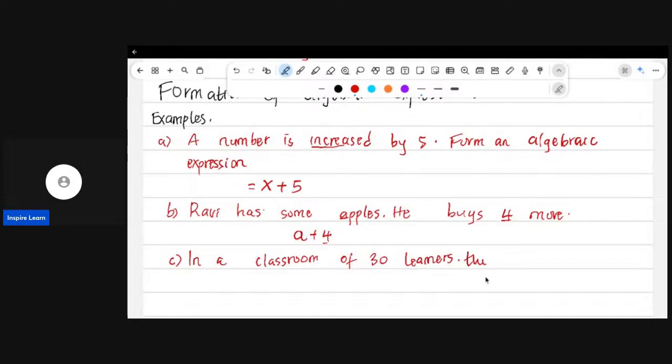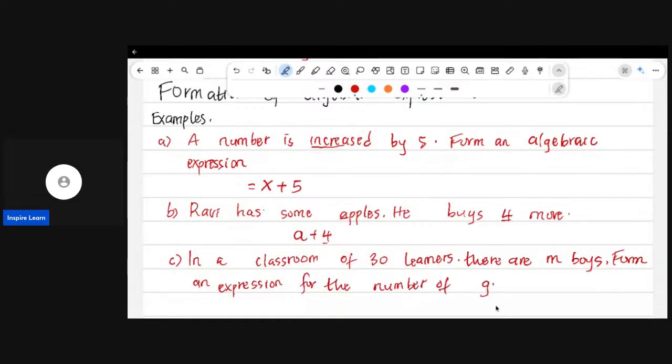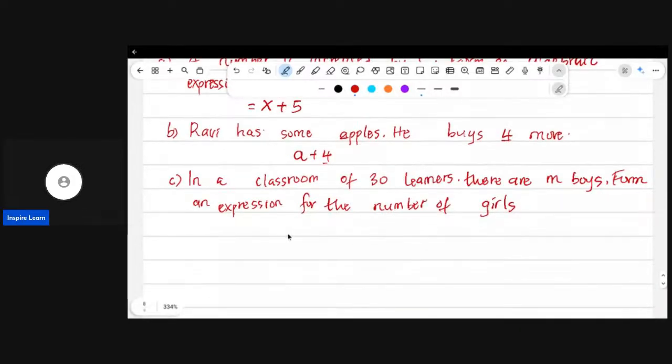There are m boys. Form an expression for the number of girls. What does it mean? This means that in that classroom, there are how many boys? There are m boys.